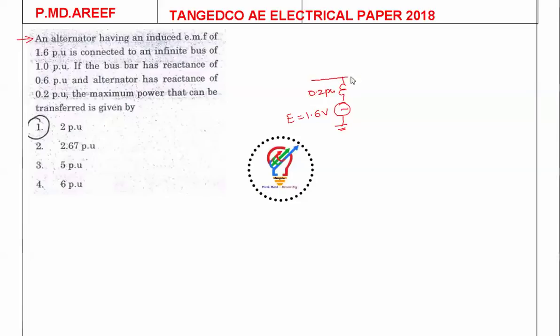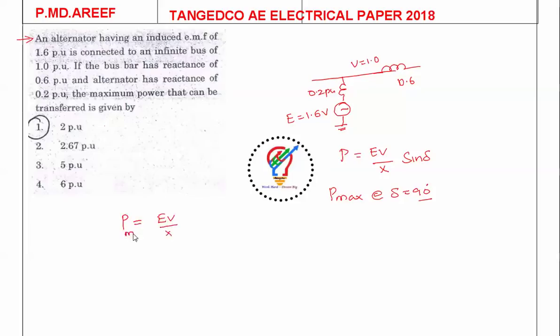Now it is connected to a bus bar. The bus bar is operating at a voltage of V equal to 1.0, and it has a reactance of 0.6. Now, the maximum power that can be transferred. We have seen the formula: P is equal to EV by X into sine delta. P max occurs at delta equal to 90 degrees. Let's consider this case. So P is equal to EV by X, which is the maximum condition.